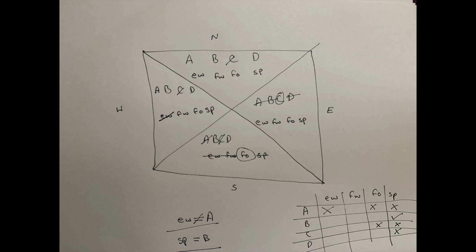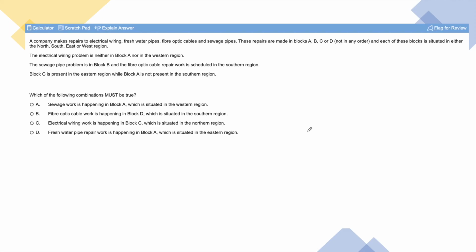So this also means that we know the western region cannot be block A. This is because if the electrical wiring is not in the western region, it also cannot be in block A. So therefore, if it's not in the western region, block A can also not be in the western region. So we know it's not in block A. So the western region can still be block A. So cross off electrical wiring from the western region.